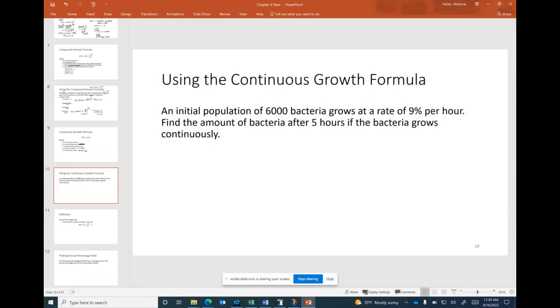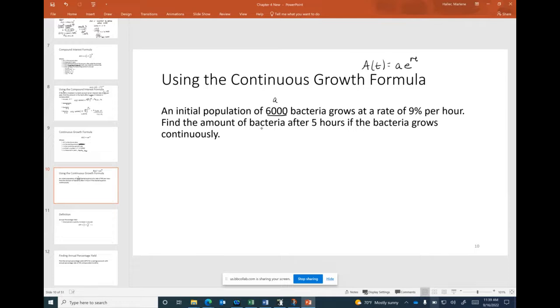So let's take a look at an example using the continuous growth formula. Here we have an initial population of 6,000 bacteria. There's our A right away. Here's our formula again. We said A of t, some future amount as a function of time, is equal to the initial amount times Euler's number raised to the rate over a period of time, times the number of time units.